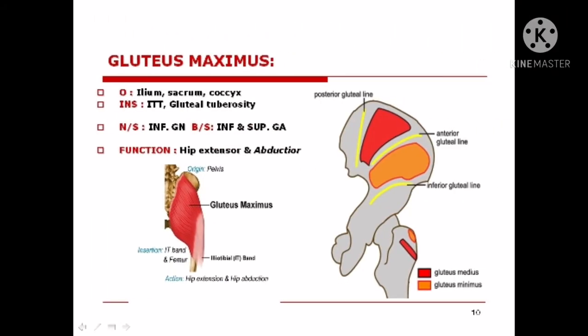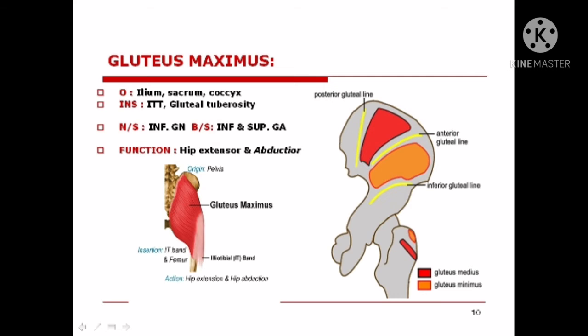The gluteus maximus arises from the ilium, the adjacent sacrum, and the coccyx. Upon the ilium bone, there are three lines: the posterior, anterior, and inferior gluteal line. From the posterior gluteal line, the gluteus maximus muscle arises. It inserts in the iliotibial tract and the gluteal tuberosity.